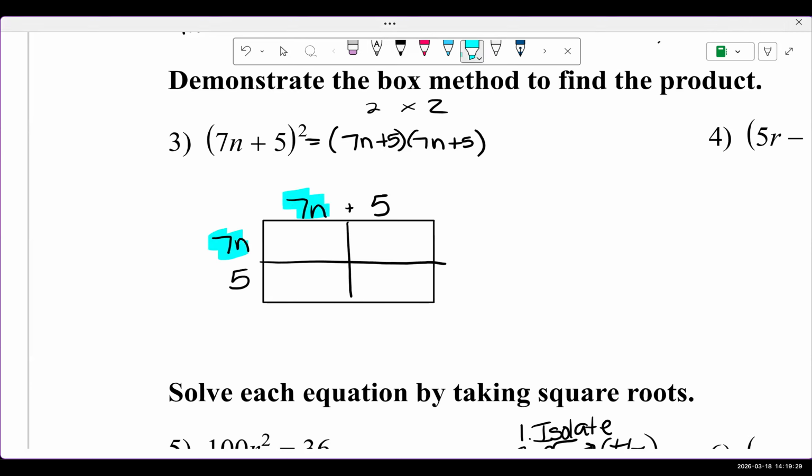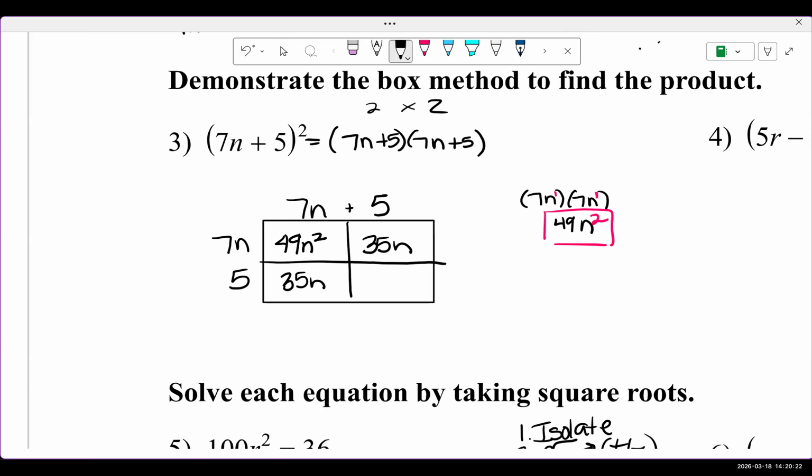Okay, so let's look at this. 7n times 7n. What is that going to give me? I'm going to multiply the coefficient. So 7 times 7 is 49. And n times n, there's really invisible ones here. And I'm going to add the exponents. So I have 49n squared. Okay, 7n times 5 is 35n. 35n here, and 5 times 5 is 25.